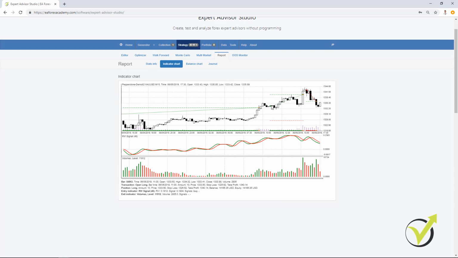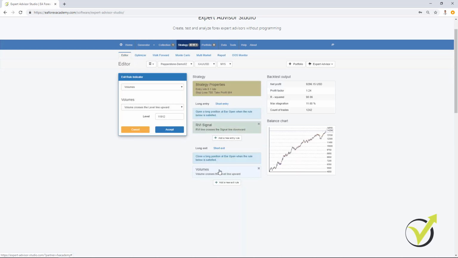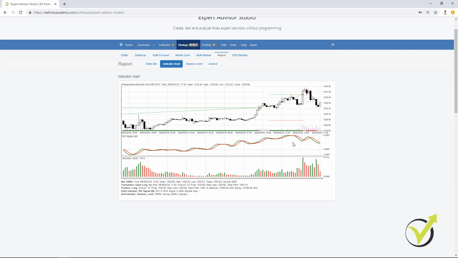So once you are into the trade, place your take profit, place your stop loss, and keep watching the exit rule as well, because if it reaches above 11,912, you need to close the position.